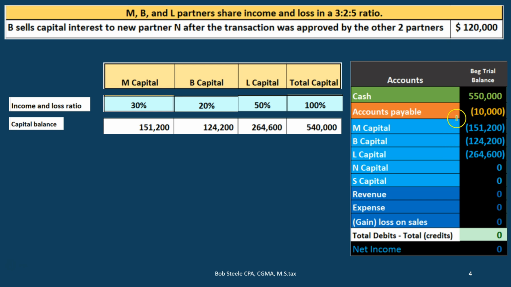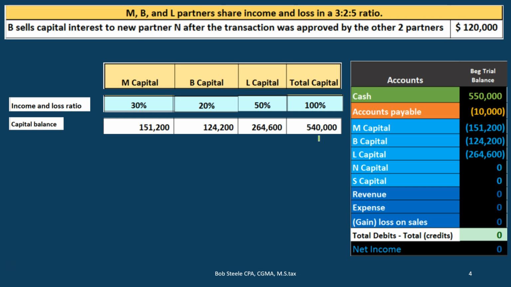Note that the assets minus the liabilities equals these capital account balances. Also note that these capital account balances are not necessarily in proportion of 30, 20, 50 of the 540. A lot of people will think that that should be the case. Not the case. Normally, the 30, 20, 50 represents how we allocate net income. Doesn't have anything to do with the actual ratio of account balances in the capital accounts between the partnerships.